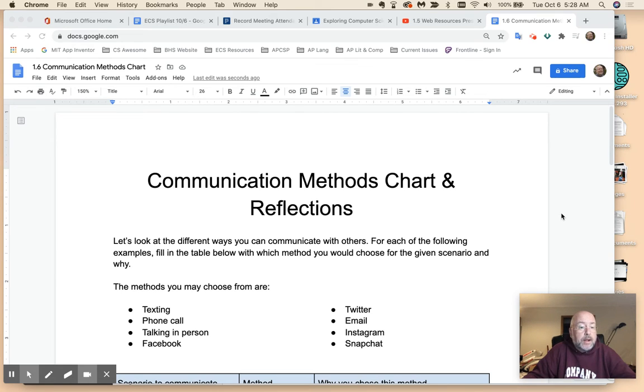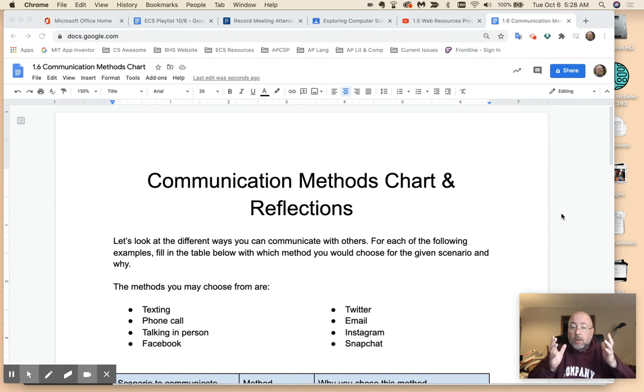Hey there. So we're going to take a quick look at communication methods, and this is the piece that we're working on during this particular unit, this particular lesson, about how we use computers and computer technology to communicate. And what I've asked you to do here in this exercise is to take a look at the most common ways to communicate with other people.